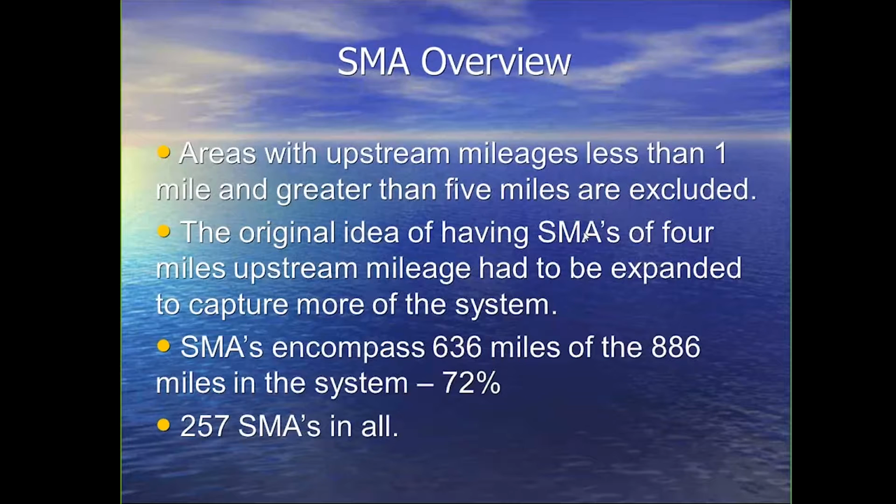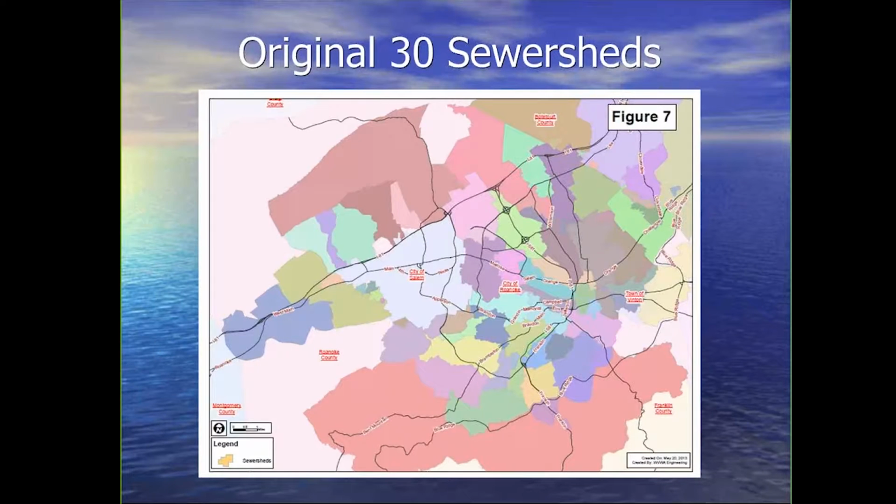So areas with upstream mileages less than 1 mile and greater than 5 miles were excluded. And like I said, the original idea of having SMAs of 4 miles upstream or less had to be expanded to capture more of the system. So right now we have SMAs that are encompassing 636 miles of the 886 miles in the system. That's 72%, 257 SMAs in all.